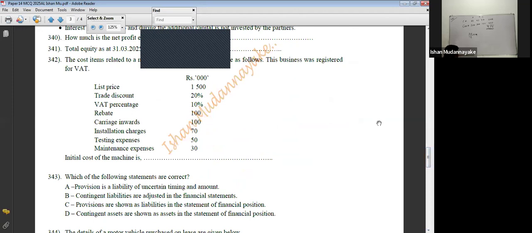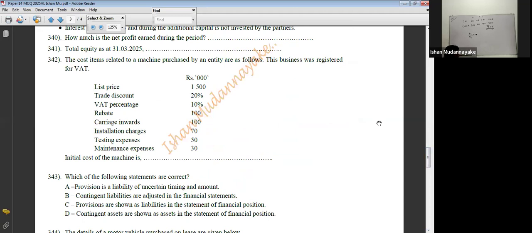Initial cost of the machine is question 342. The cost items related to a machine purchased by an entity are as follows. The business was registered for VAT. List price, trade discount, VAT percentage 10%, rebate 100, carriage inward 100, installation charges 70, testing expenses 50, maintenance expense 30. What's the answer?